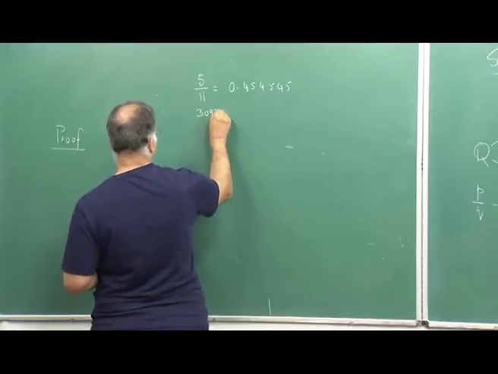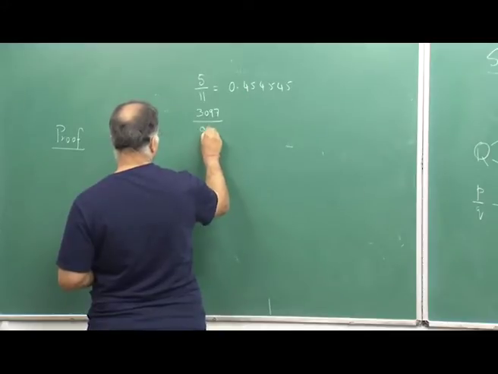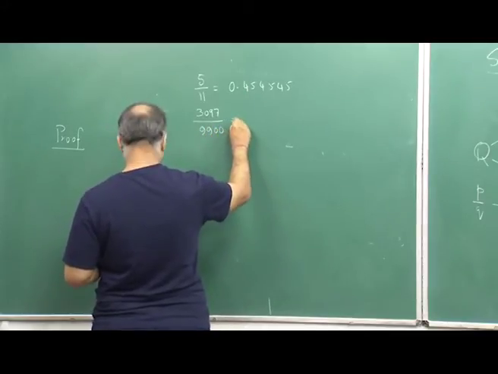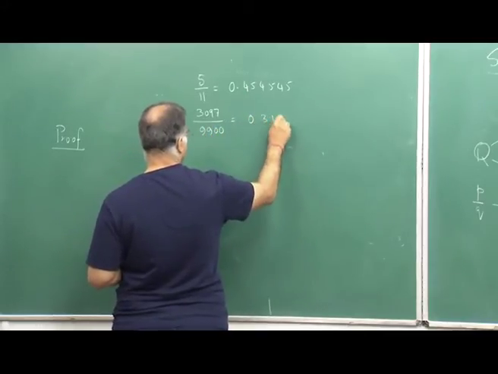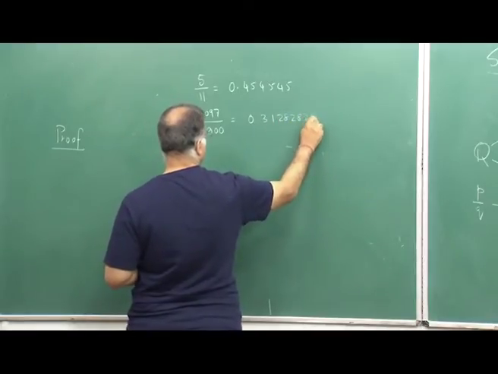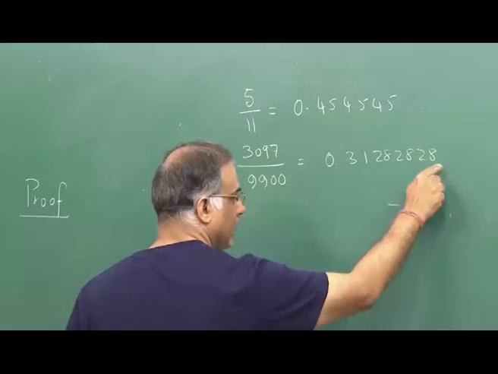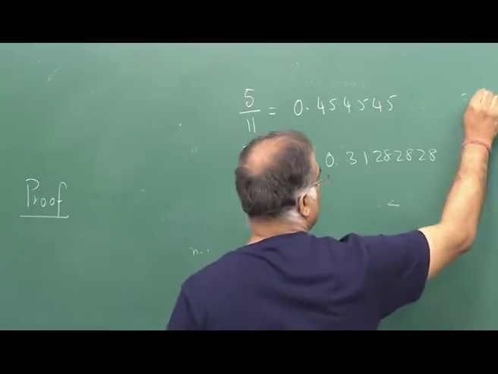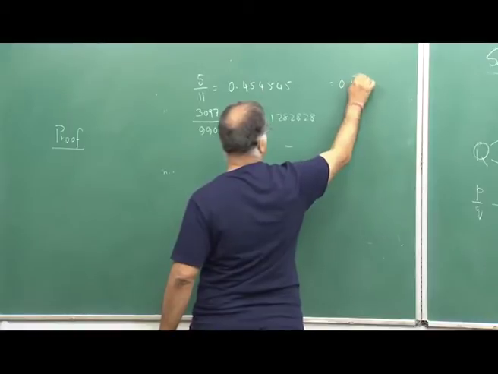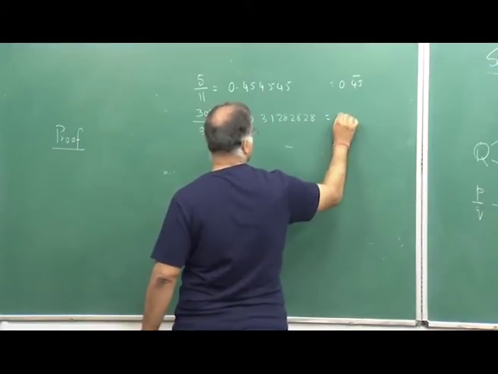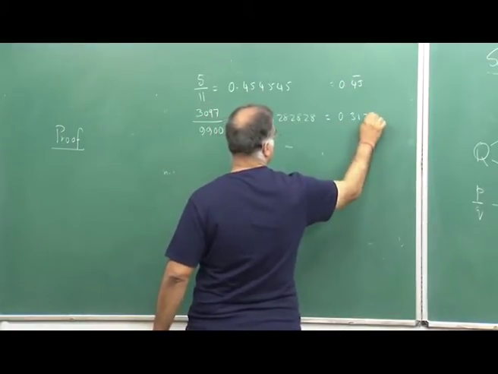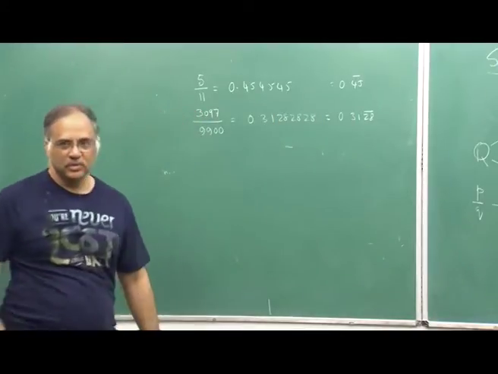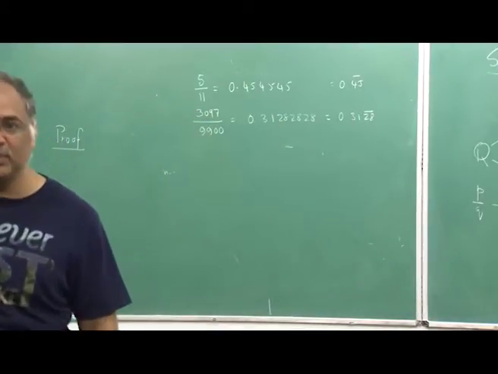3097 by 9900, you have 0.31282828. So, initially the two things are not repeated, then again it is repeated. So, the shorthand of writing this is 0.45 bar and the shorthand of writing this is 0.3128 bar, the shorthand. So, it means that these things are repeated periodically.